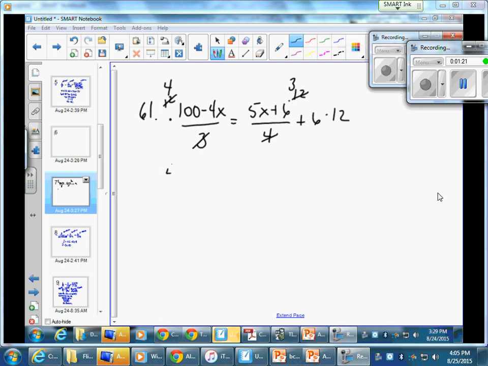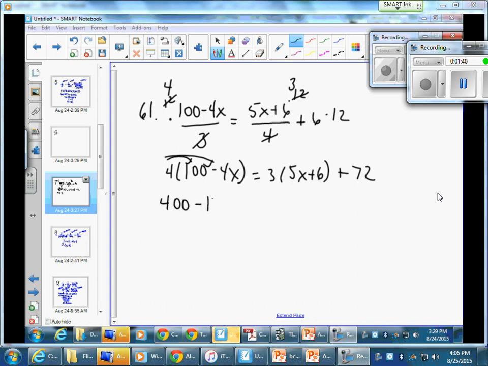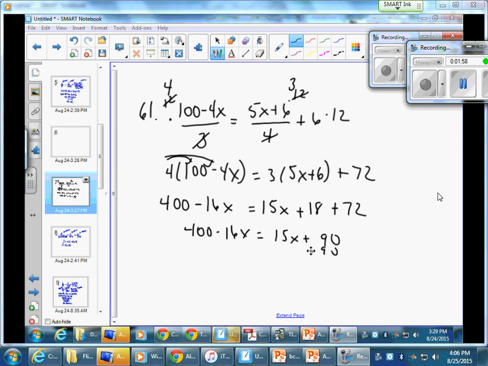So now that I've simplified it, it's 4 times 100 minus 4x equals 3 times 5x plus 6 plus 6 times 12, which is 72. So now I just have to distribute, and I get 4 times 100, which is 400, minus 4 times 4x, which is 16x, equals 3 times 5x, which is 15x, plus 3 times 6, which is 18, plus 72. Alright, combine my like terms. On the right, I'm going to get 15x plus 90 by putting 18 and 72 together. I subtract 90 from both sides, and I'm going to add 16x to both sides.